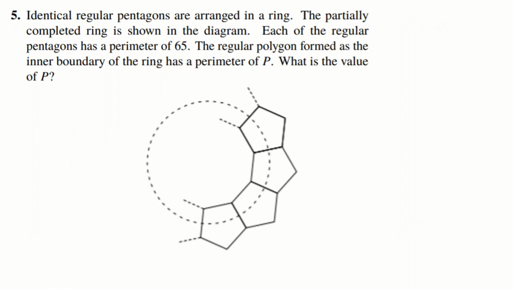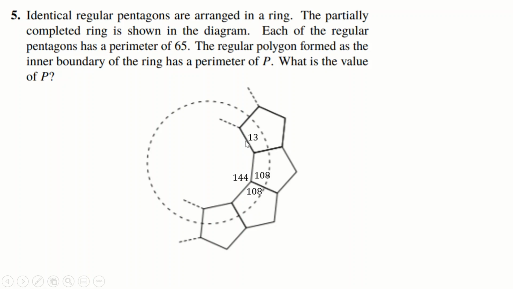Number 5, so these are regular pentagons. They have perimeter 65, so 65 divided by 5 is 13, so each of the sides of these pentagons is 13. I know that the interior angle of a pentagon is 108, and that's the kind of thing you just want to know, rather than having to spend 30 seconds working out. Just know it, save your time. That's 108, which means that's 108. 360 minus 2 of them makes that 144.